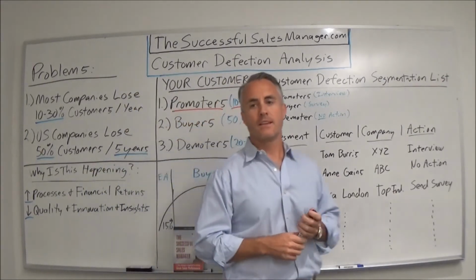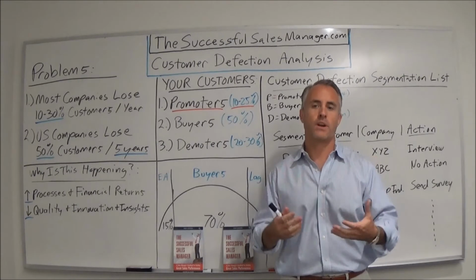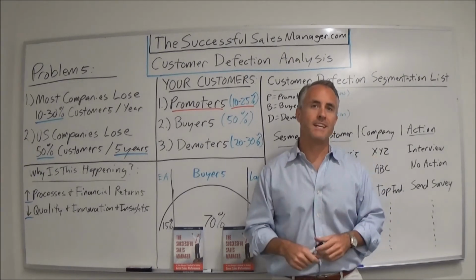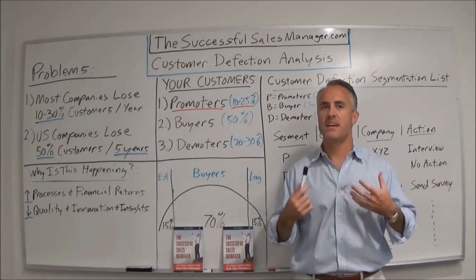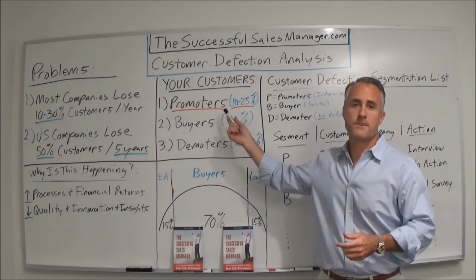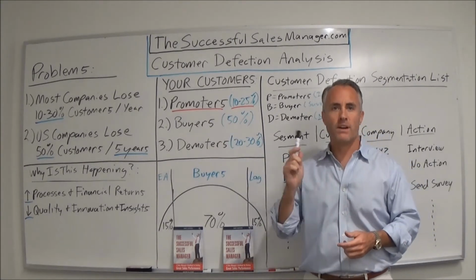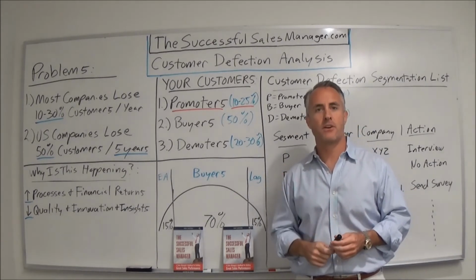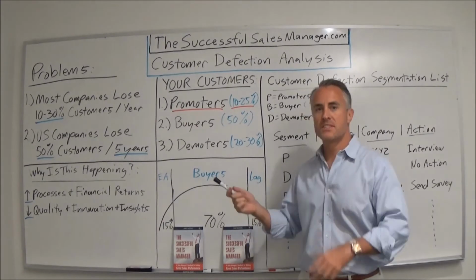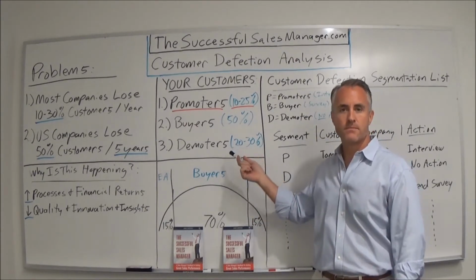For example, let's say your company defection rate was 20% last year. When looking at the segmented list of your customers, you discovered that the vast majority, over 75%, were promoters. Now, what is the potential impact of losing so many promoters? And how would that compare to the opposite of losing more than 75% of your demoters?